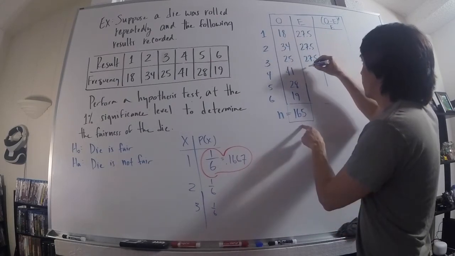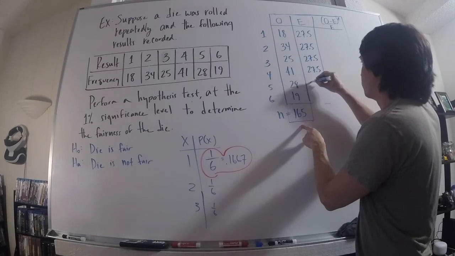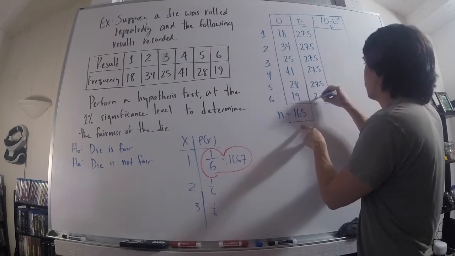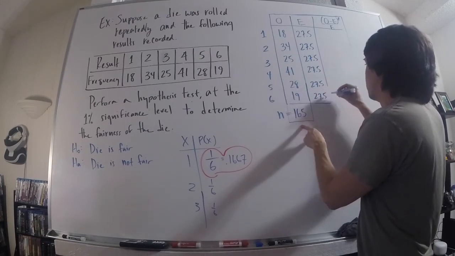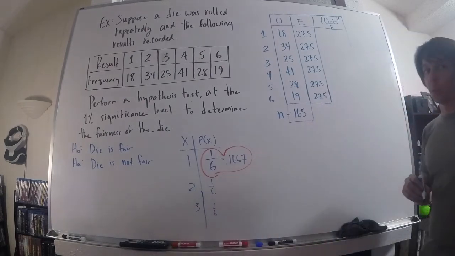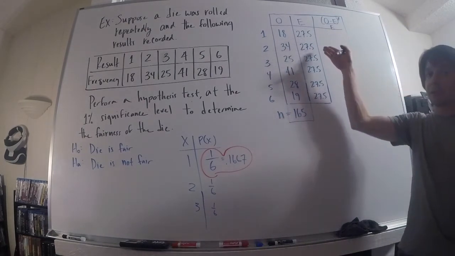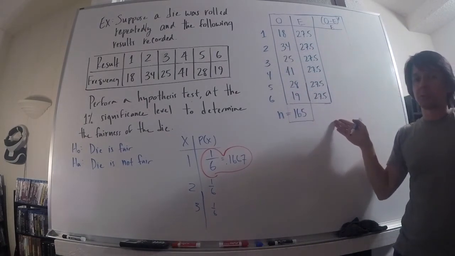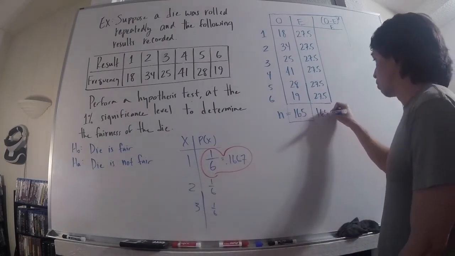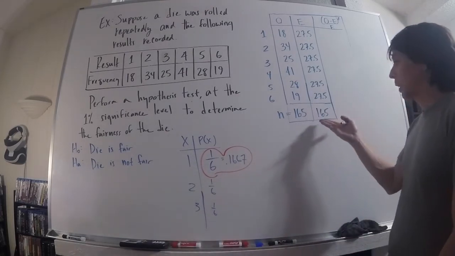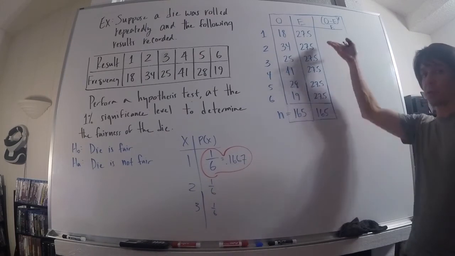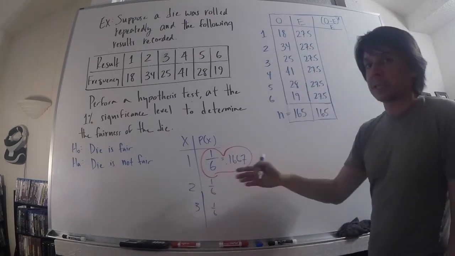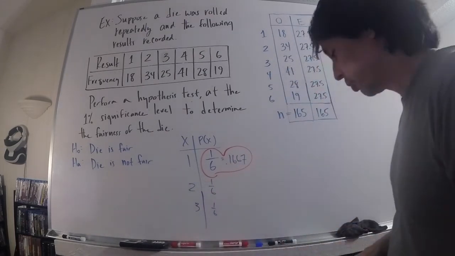1/6 of 165, and that's equal to 27.5. So we're expecting even numbers of all of them, specifically 27.5 of each, which totals to 165. So again, you're breaking down that 165 into what you expect, and you expect them to be evenly distributed based on it being a fair die.